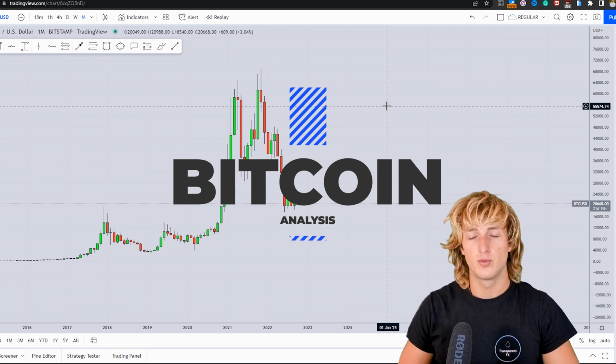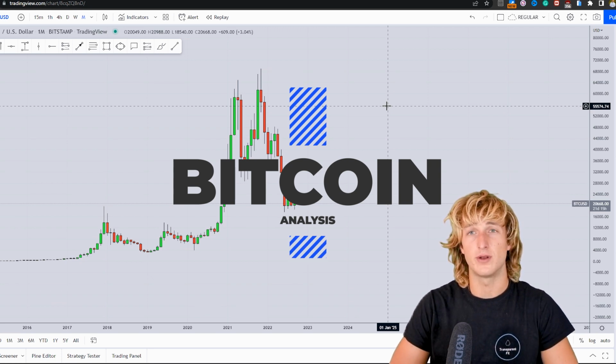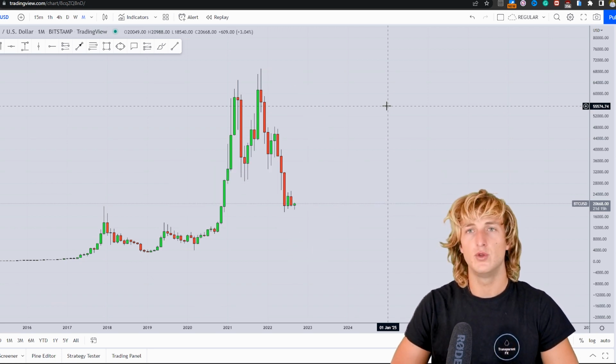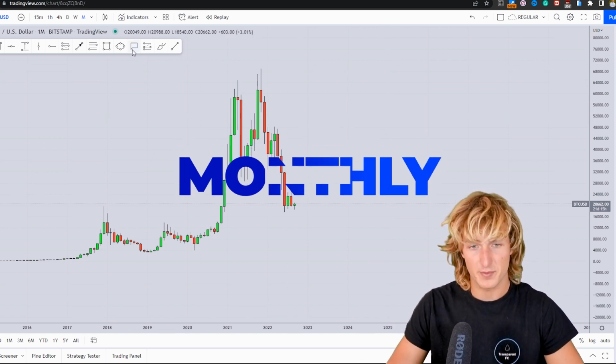Okay, so here's a full breakdown of the situation that we currently have on BTC USD, because at the moment we do have quite interesting price action and structure. Now, starting here from the monthly, what do we see?